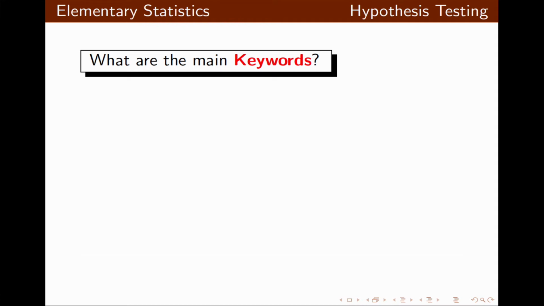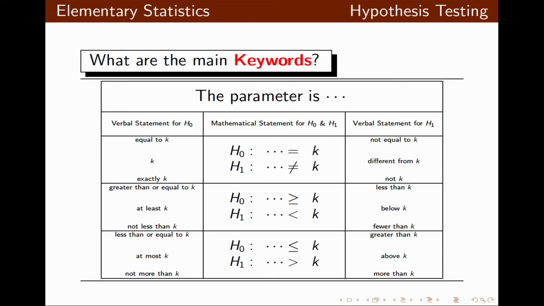What are the main keywords when doing hypothesis testing? Anything that implies equality becomes the null hypothesis, such as equal to, exactly, greater than or equal to, at least, not less than or equal to, at most, or not more than. These are some common keywords for the null hypothesis.